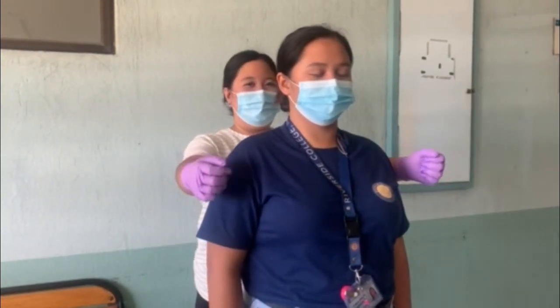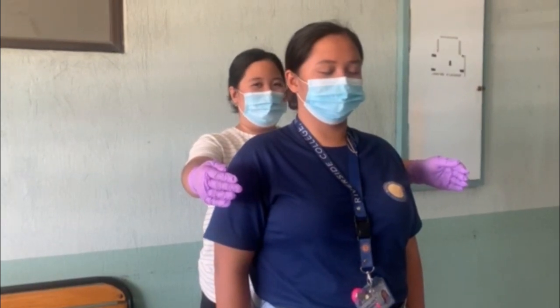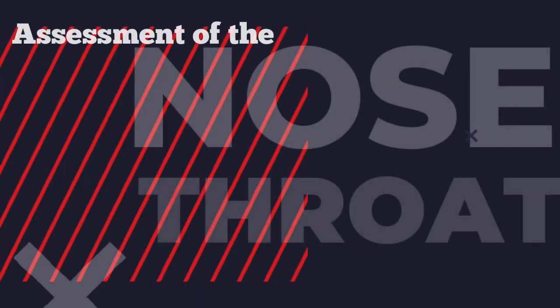Perform Romberg test. Just stand at the side of the patient, put our arms in front of the client and at the back of the client for support in case the patient falls.